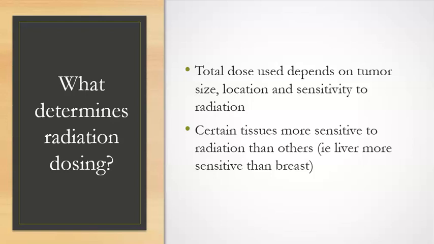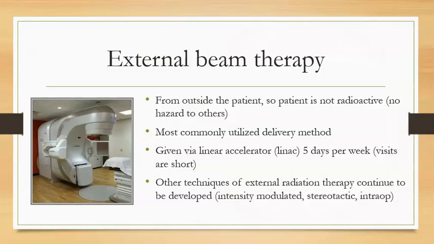Sensitivity to radiation. So, certain tissues are more sensitive to radiation than others. And we just know that from research. I imagine some of it has to do with the regenerative nature of particular body tissues. But for example, the liver tissue, which we know liver can regenerate, is more sensitive to radiation than, say, breast tissue is. So that's important to know when they're considering dosings.